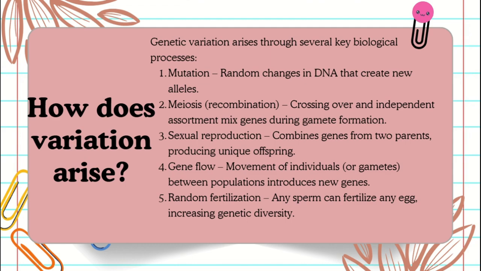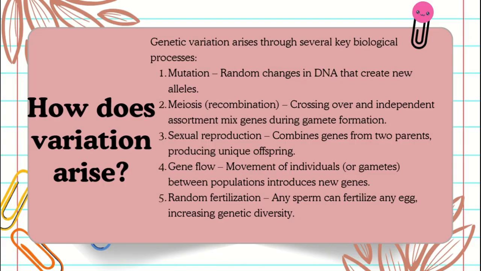Then you have independent assortment, and that happens in metaphase 1, and that's basically when the chromosomes are lining up at the equator, in the middle of the cell. Basically, the rule is that they don't line up at the cell in any particular order, if that makes sense. They just line up completely randomly. And so by the time anaphase happens, where they're pulled to opposite ends of the cell, they're pulled all over the place because they did not line up in any particular order, and that allows for some more variation, some more differences in the offspring.